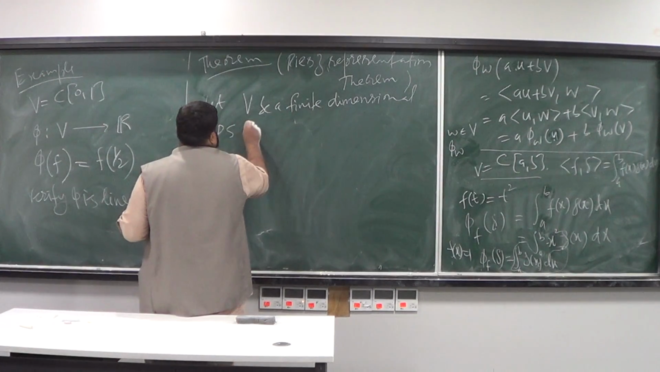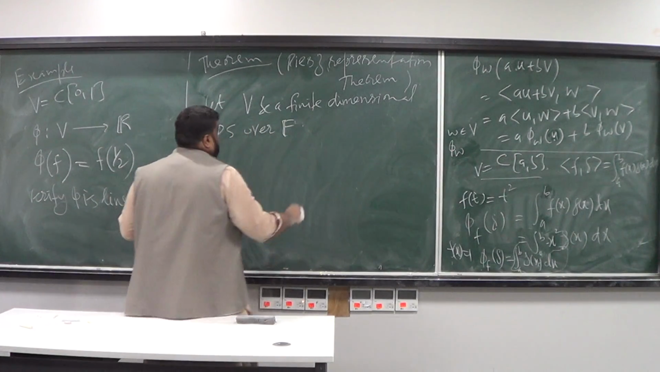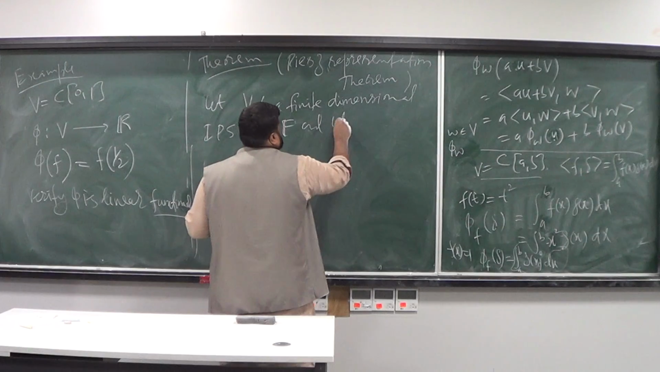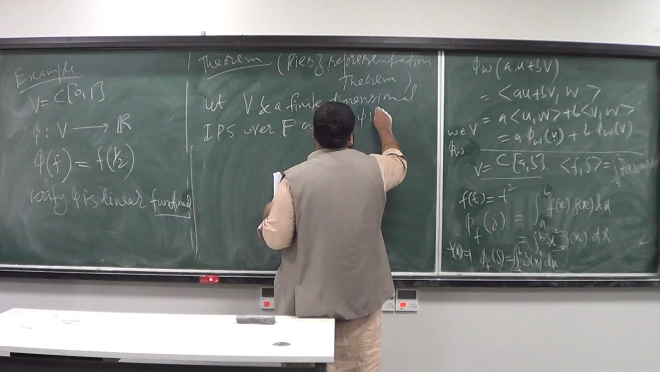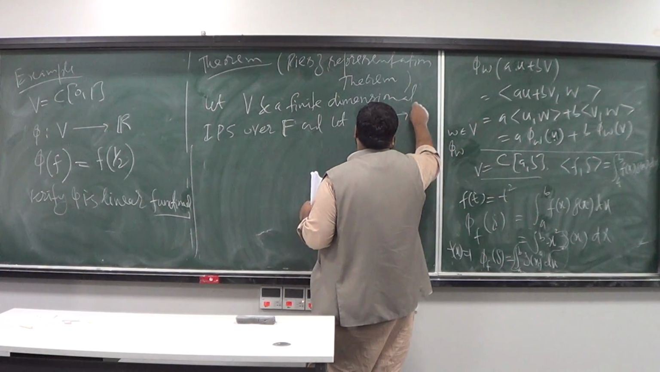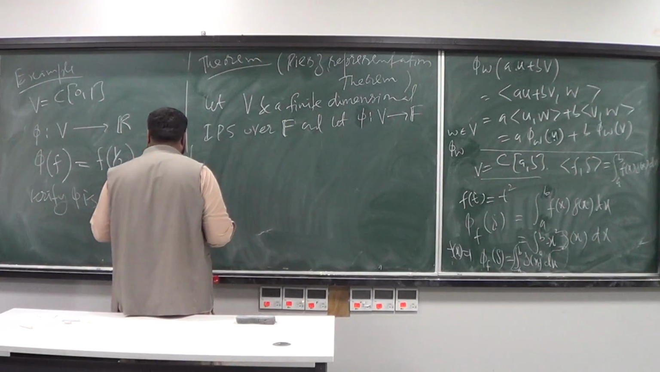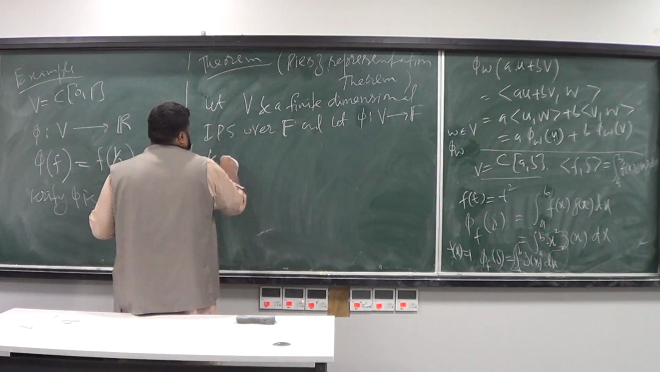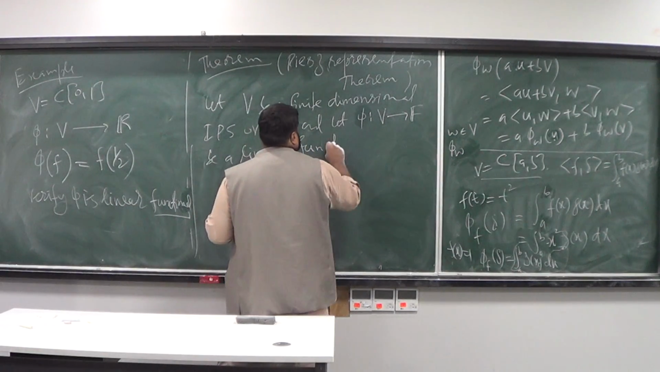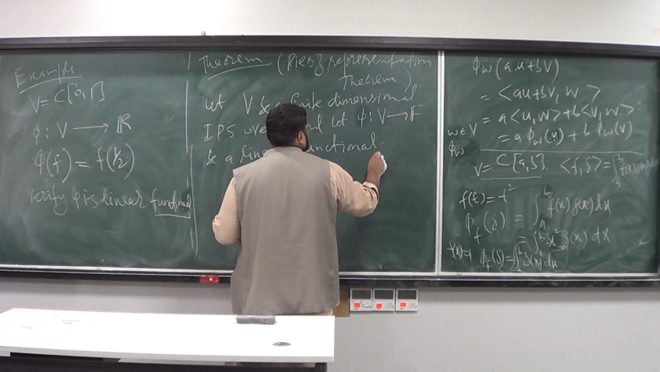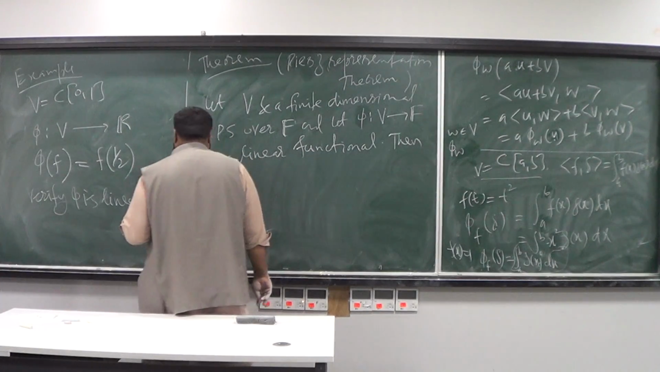Inner product space over a field F, and let phi be a map from V into F, and let this phi be a linear functional. Okay, then here's something interesting that you can do actually.